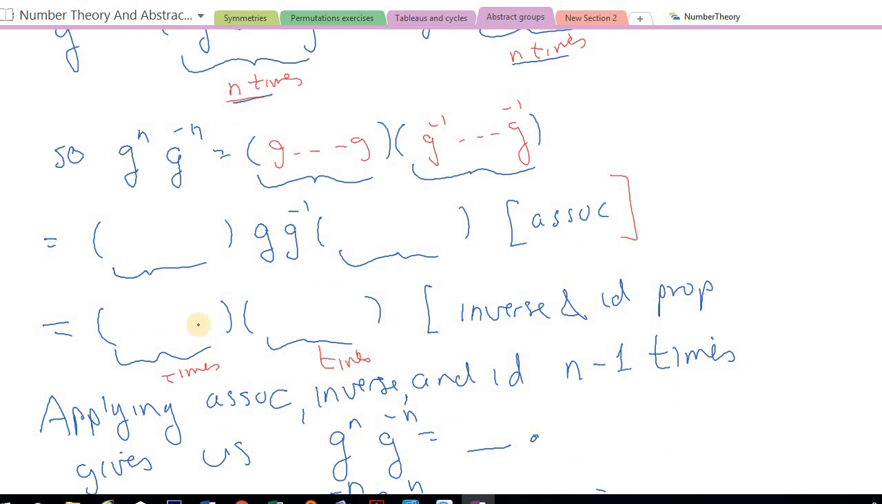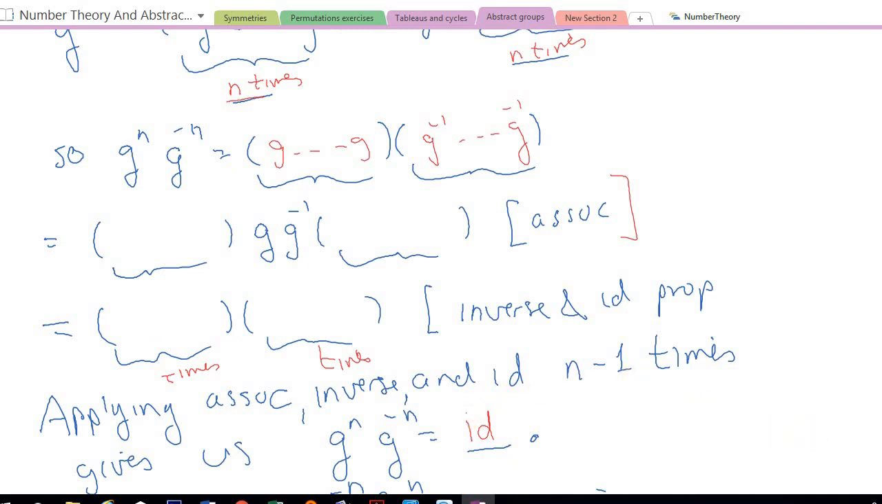Here you have something a certain number of times. Here you have something else a certain number of times. How many times do you have this? How many times do you have that? So what you're going to do is outline the process of reducing this expression down to the identity. You start with Gn times G minus n, and you reduce that to the identity.